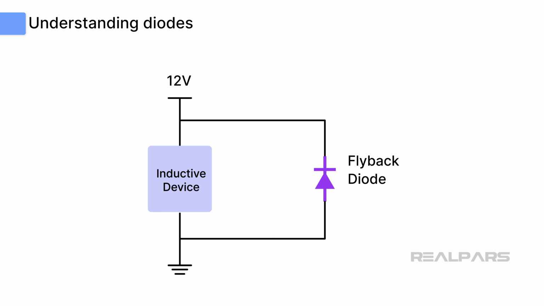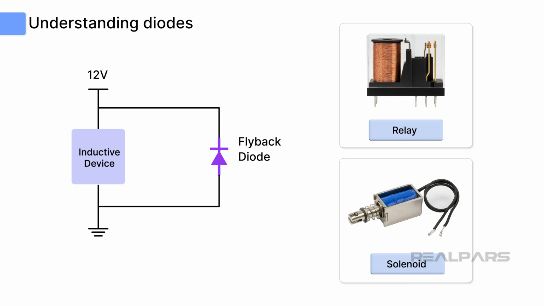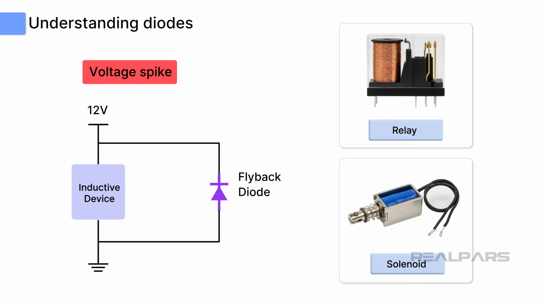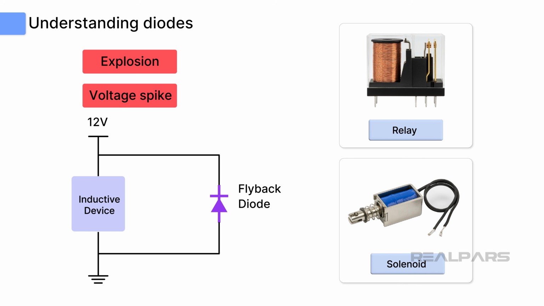Flyback diodes are placed across inductive devices, such as relays and solenoids, to protect sensitive electronic equipment from large voltage spikes created when these devices are de-energized. Flyback diodes also protect against explosions in hazardous locations.